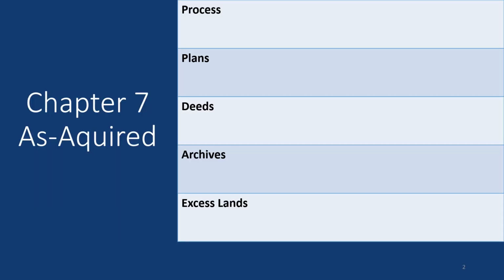Chapter 7 describes the development of as-acquired plans for a completed project. The chapter is divided into the process, plans used for the as-acquired, deeds, how the as-acquireds are archived, and the disposition of excess lands.